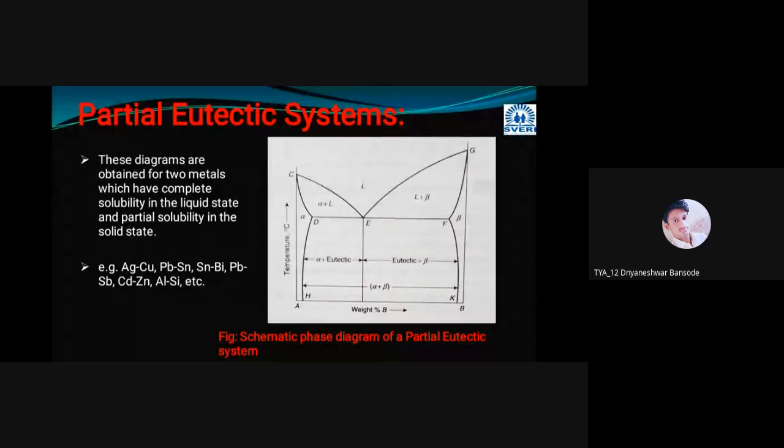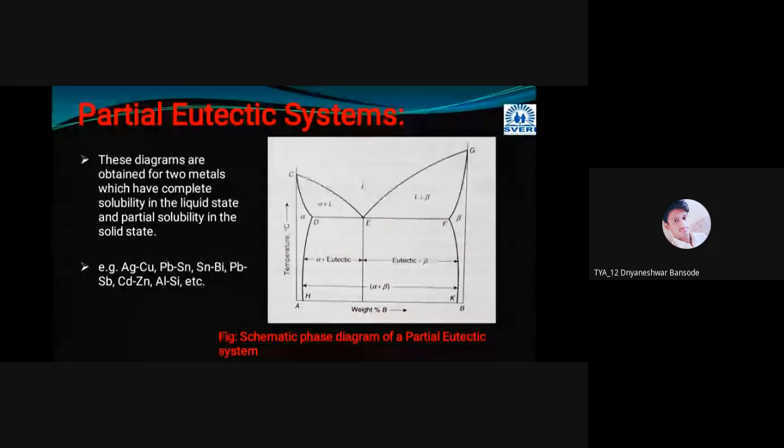So whenever element A is the parent metal and element B is the alloying element, whichever solid solution is formed will be termed alpha, and beta is the solid solution of element A in B. Here A is the alloying element and B is the parent metal. So alpha and beta are two solid solutions, of element B in A and element A in B. Now these lines, HD and KF, are termed solvus lines.